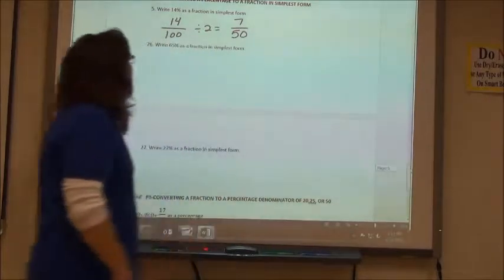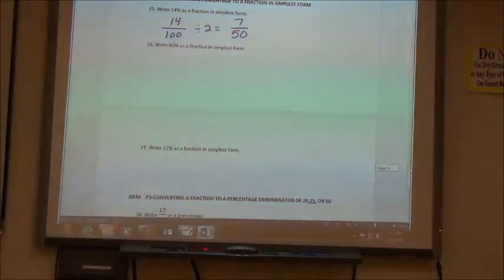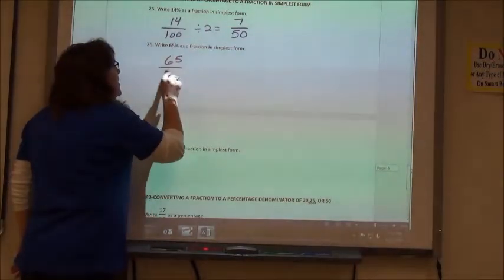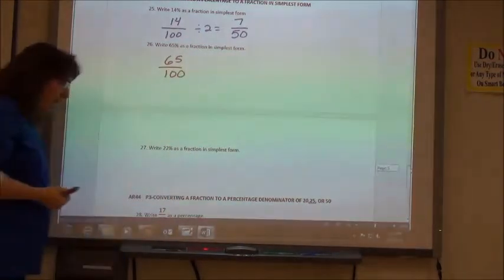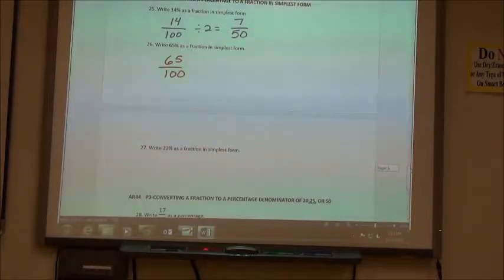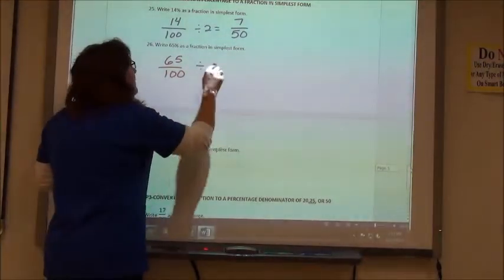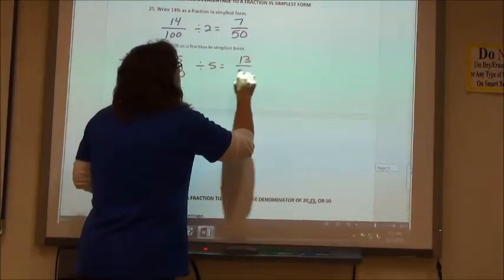So, 65% as a fraction, I would start by writing it as 65 over 100, and then I'm going to reduce it down so I can divide by 5. 13 over 20.